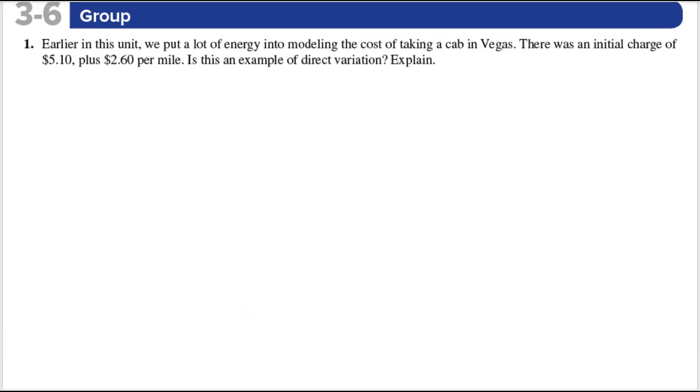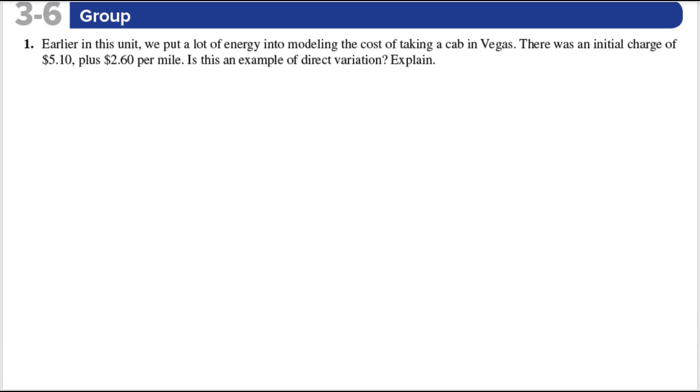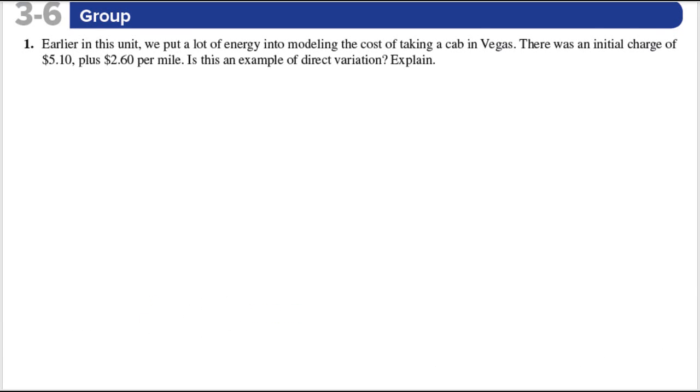Question 1. Earlier in this unit, we put a lot of energy into modeling the cost of taking a cab in Las Vegas. There was an initial charge of $5.10 plus $2.60 per mile. Is this an example of direct variation? Explain. You'll notice in direct variation, if you double one number, you double the other.